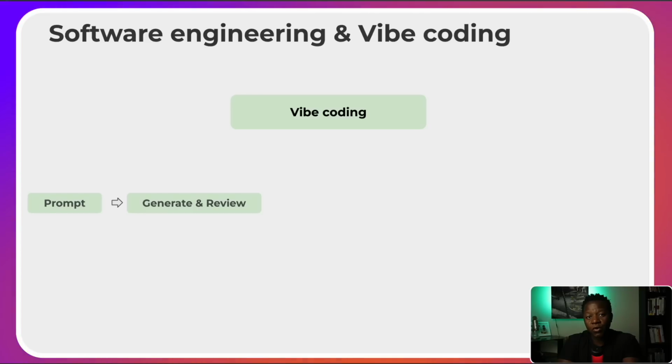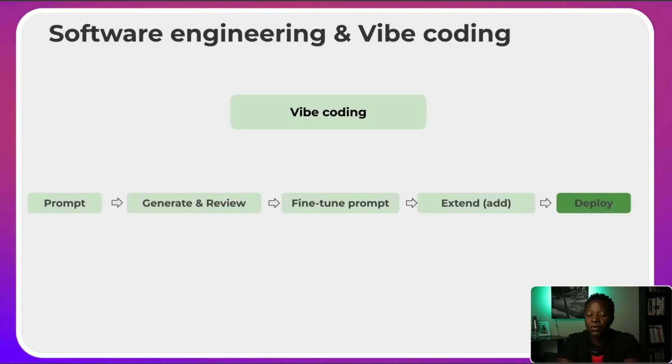And then we're able to review it ourselves or let the AI coding agent review that. And then we can fine tune that prompt to add something and go from there. So we can extend, adding things as we go. That is the beauty of vibe coding. And at the end, you're also able to actually deploy these applications.